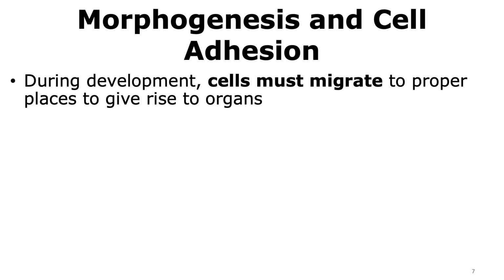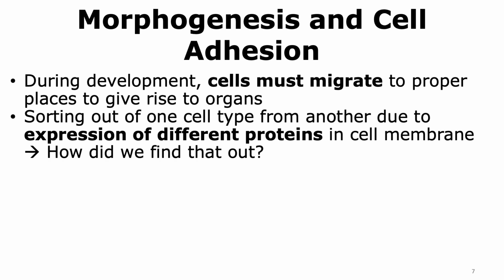Now we're going to look at the concept of cell adhesion. During development, the cells must migrate to their appropriate places to give rise to the different types of organs that are present in an organism. The sorting out of one cell type from another results from the expression of different proteins in the cell membrane, and we know that this happens through many different studies that have been performed in the past.